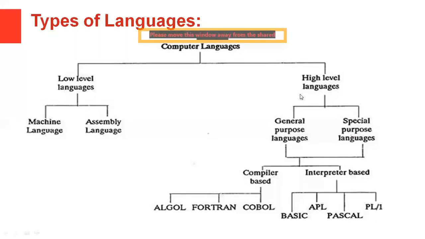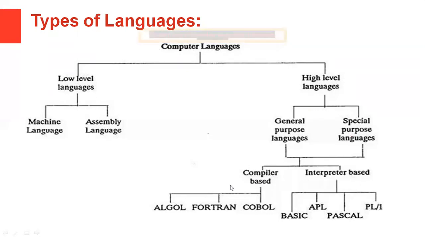These high level languages, we are writing in English like statements. So that is high level languages. In general purpose languages and special purpose languages, we can write the programs, and we can compile compiler based and interpreter based.